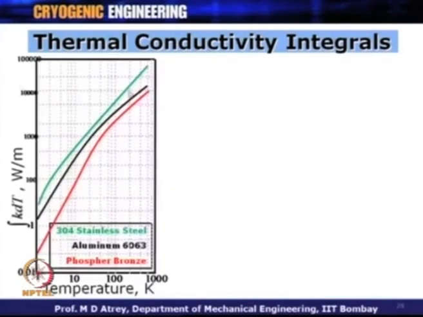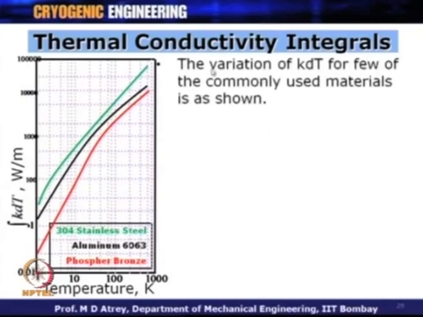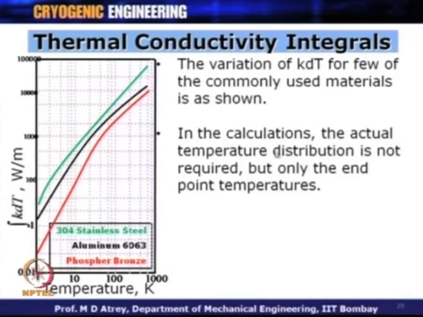So, what you see is a graphical variation of integral K dT with temperature on the x axis for different materials, stainless steel, aluminum and phosphor bronze, and the variation of K dT for a few of the commonly used materials is shown over here. In the calculations, the actual temperature distribution is not required. So, if I know my T1 is going to vary from 100 Kelvin to 20 Kelvin, 100 Kelvin to 10 Kelvin, I have to just see the end values, integral K dT at 100 Kelvin, integral K dT at 10 Kelvin, and the difference of these two will give me integral K dT between 100 and 10 Kelvin, alright.